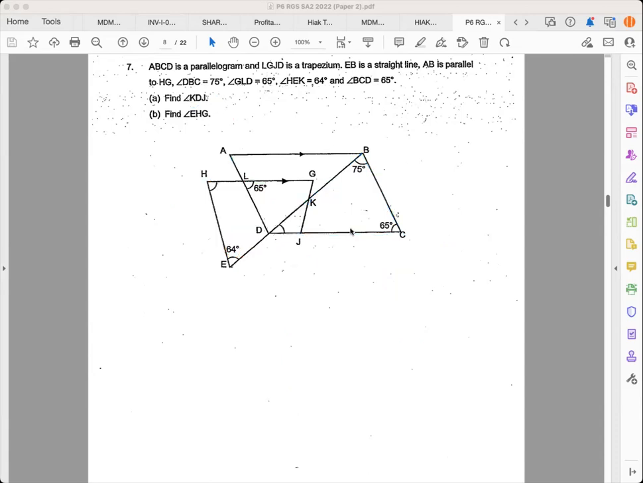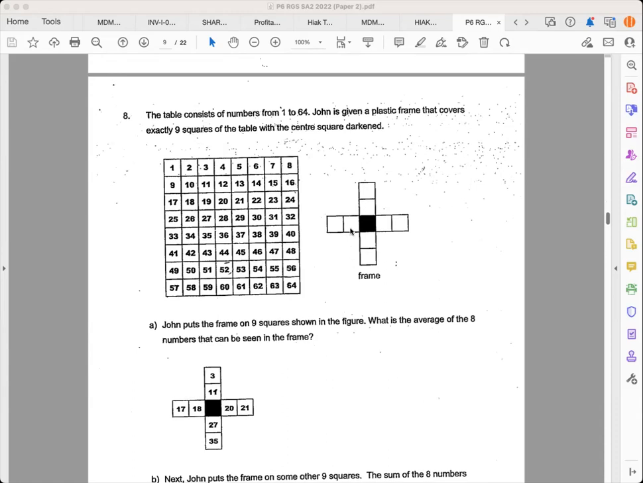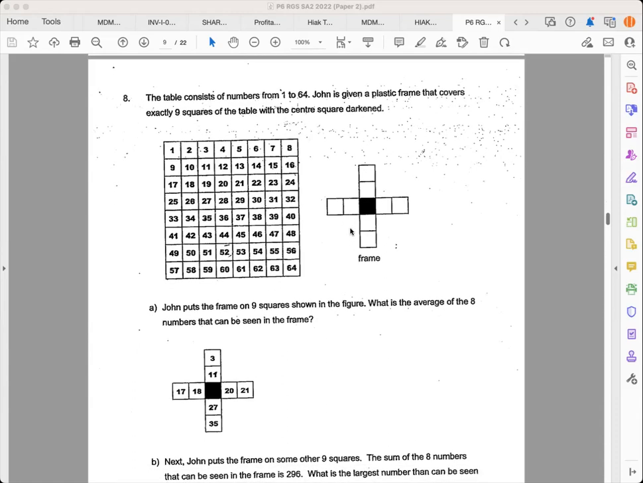Question number 8 is pretty interesting. The table consists of numbers from 1 to 64. John is given a plastic frame that covers exactly 9 squares of the table with the center square darkened. John puts the frame on 9 squares as shown in the figure. What is the average of the 8 numbers that can be seen in the frame?